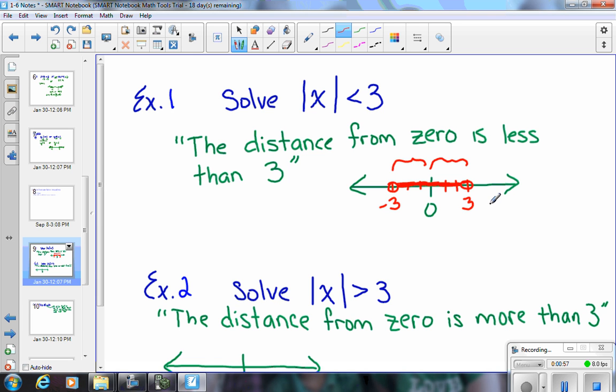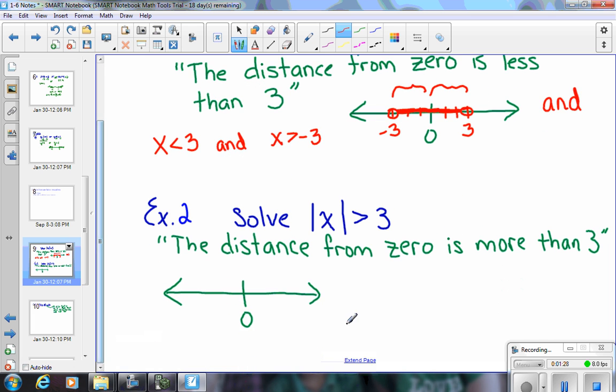Now, looking back at what we did on compound inequalities, does this look like the graph of an and or an or? Well, hopefully you said and. So I can change this statement to x is less than 3, because we can see x is less than 3, and x is greater than negative 3.